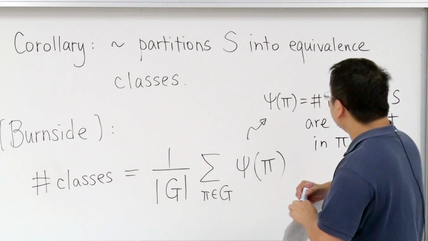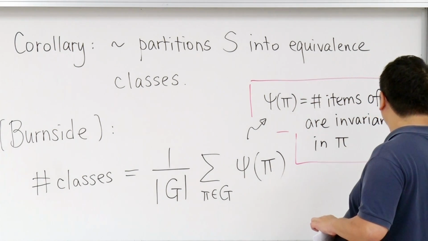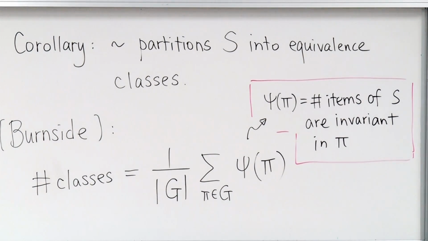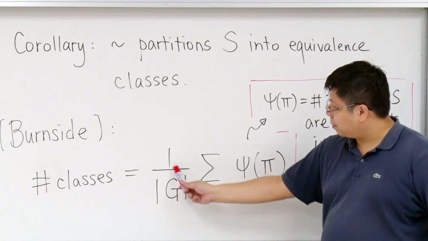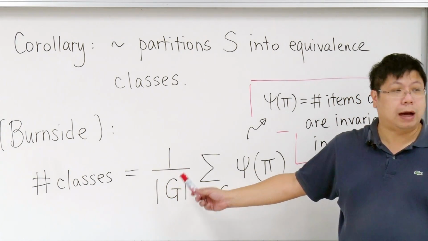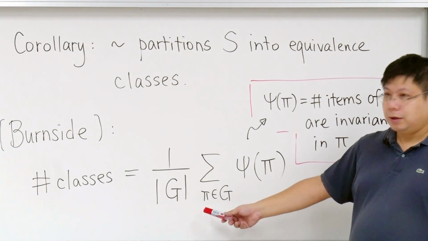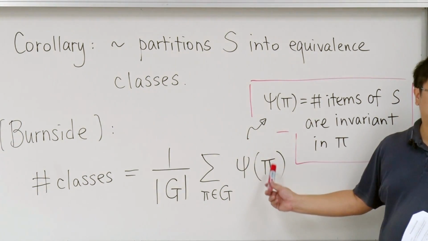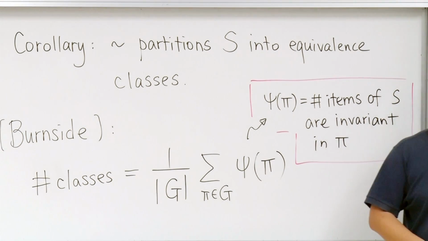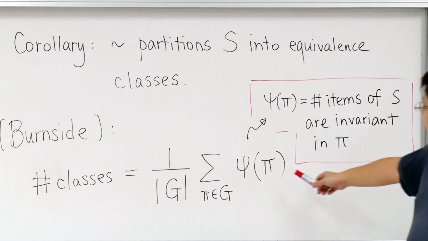Okay, so this is a result, but let's take a look. This result has some notation that we need to describe. Burnside says there is a formula that counts the number of classes. The formula has some parameters like 1 over the size of G, so how many permutations in the group, times the summation of, for each permutation in the group, we look at a special number, which is called the psi of pi. Psi of pi counts the number of items that are invariant, that map back to themselves in the corresponding permutation.